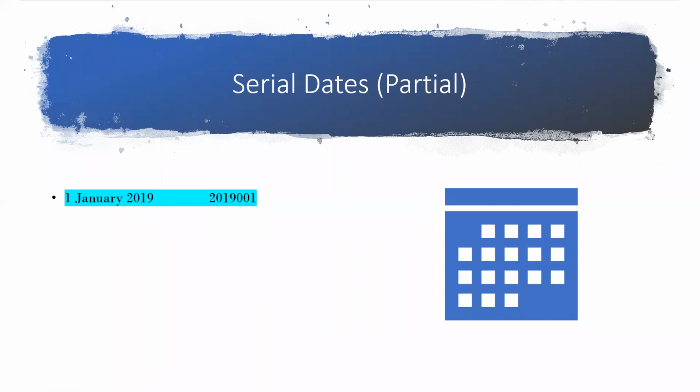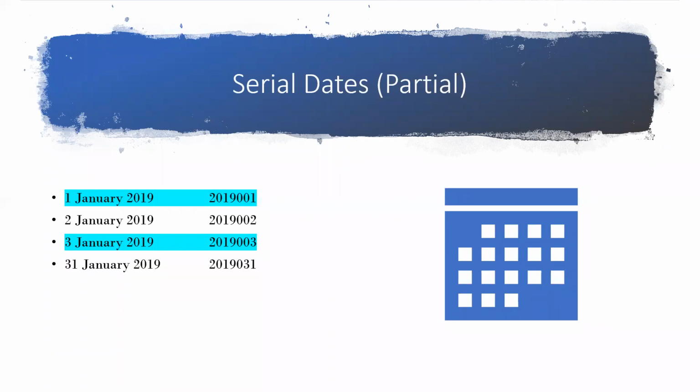If a certain transaction took place on the 2nd of January 2019, an accounting system that uses this kind of serial date would put the year again, 2019, followed by 002, because 2nd of January was the second day of the calendar year 2019. 3rd of January would similarly be 2019 003 for the third day of that particular calendar year. 31 January would be 2019 031. And then if we had 1st of February, it would be 2019 032, because the 1st of February 2019 was the 32nd day of the calendar year 2019.